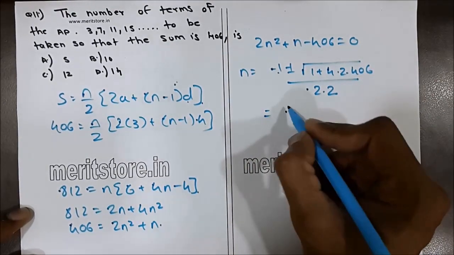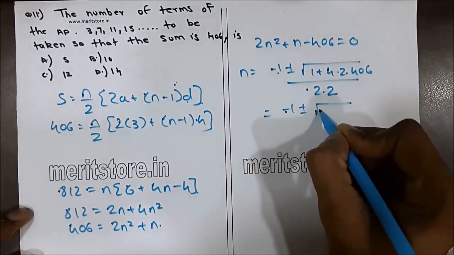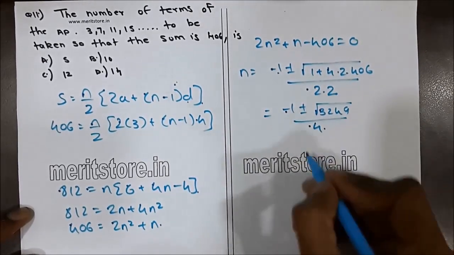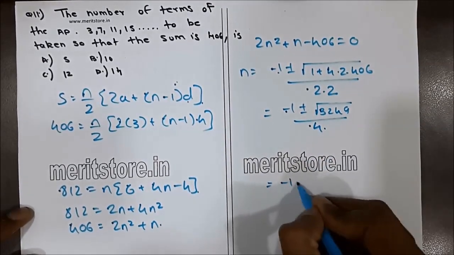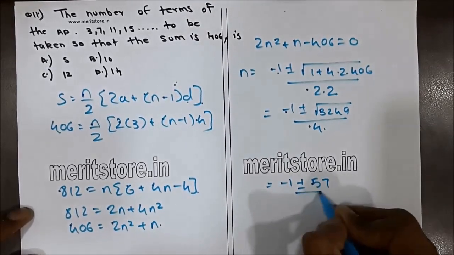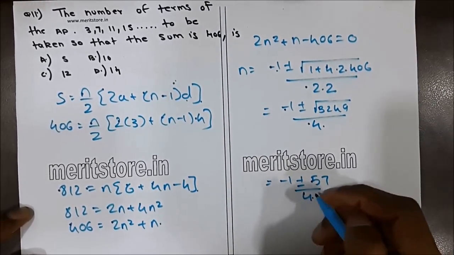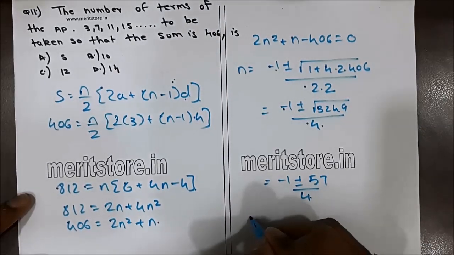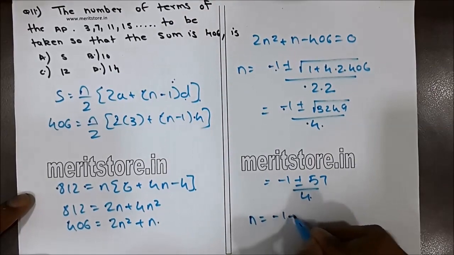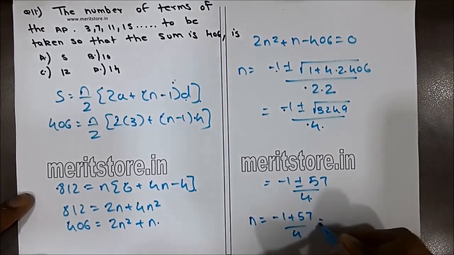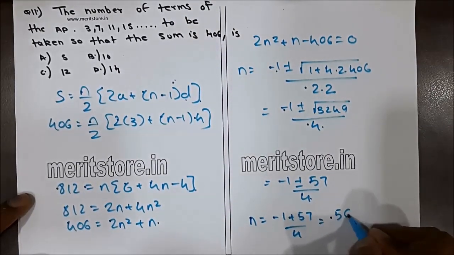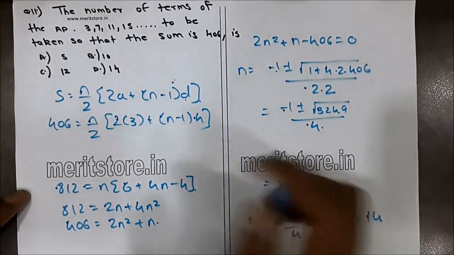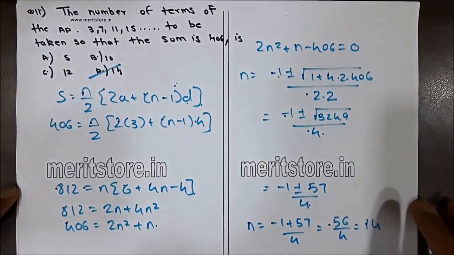We solve this and we get minus 1 plus under root 3249, upon 4, and the root of 3249 is 57, upon 4. So taking n as positive, n is equal to (minus 1 plus 57) upon 4, which we get as 56 upon 4, which is 14, which is our option D. Therefore, option D is the correct answer.